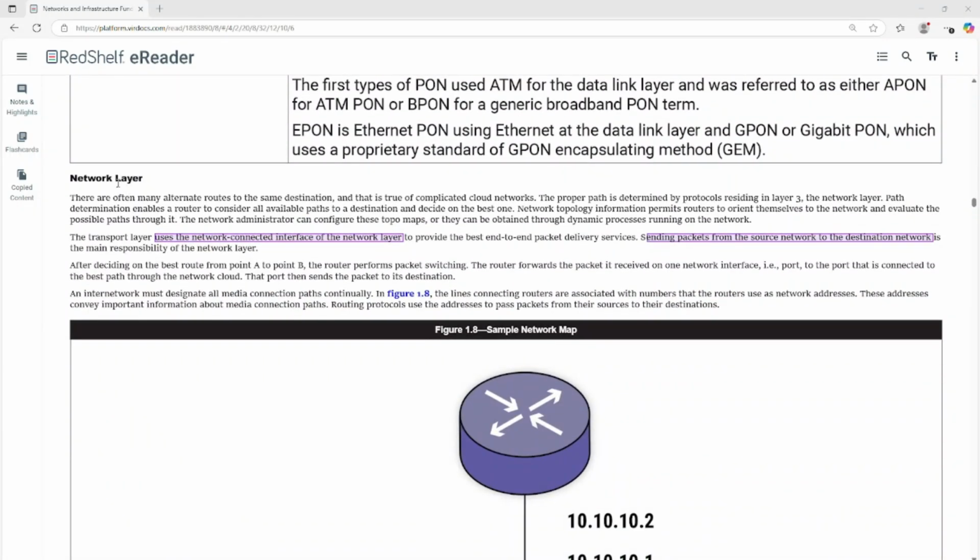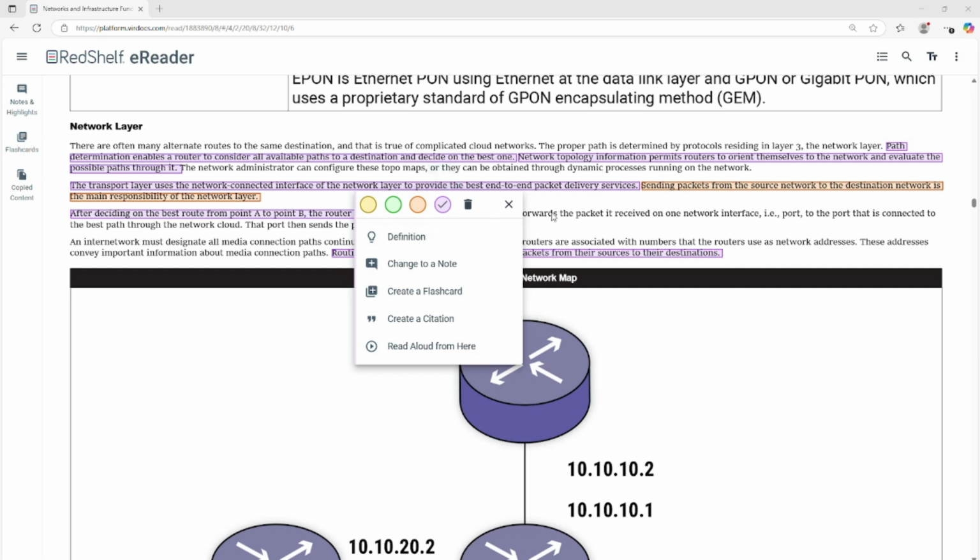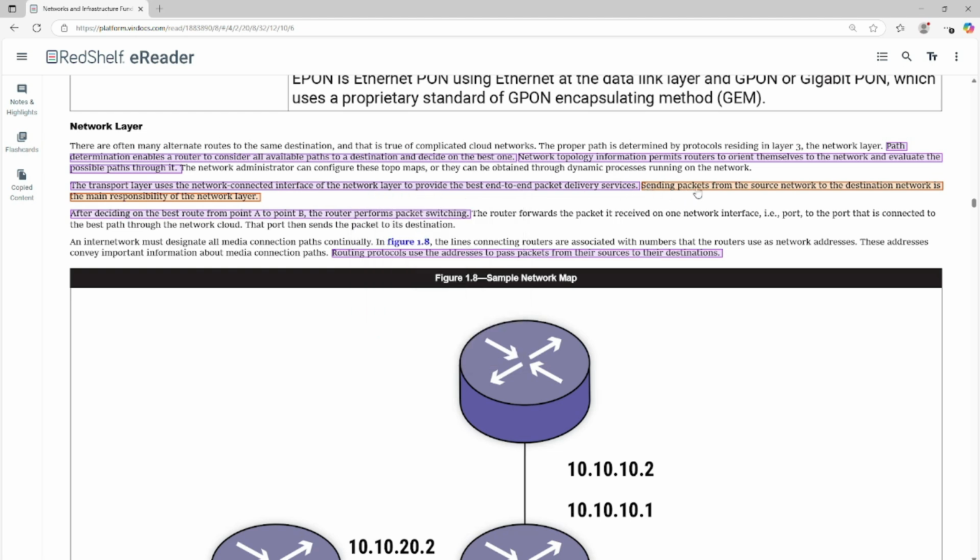Okay, we're going to be looking at layer 3, the network layer. It is the last of the media layers, just so you know. It is used in host-to-host communication. Besides the other responsibilities at the network layer, the main responsibility of the network layer is sending packets from the source network to the destination network. That's its main responsibility.